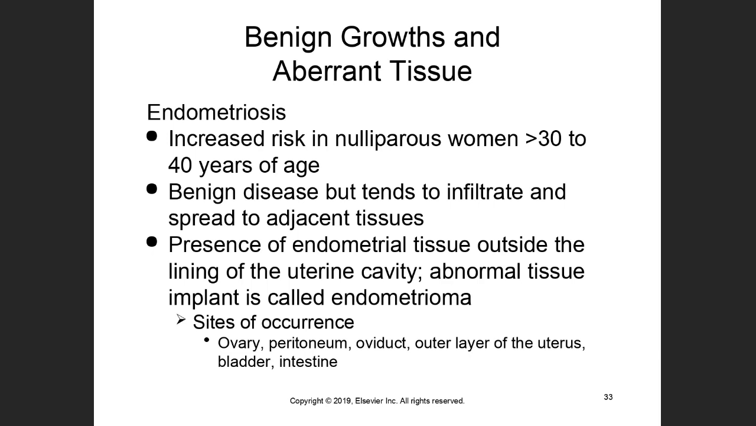Endometriosis increases the risk in multiparity. It is a benign disease but tends to infiltrate and spread to adjacent tissue. This is the pathophysiology: the presence of endometrial tissue outside of the lining of the uterine cavity. That tissue could go to any part, like the ovary, peritoneum, oviduct, outer layers of the uterus, bladder, intestine, and sometimes even reach the lungs.